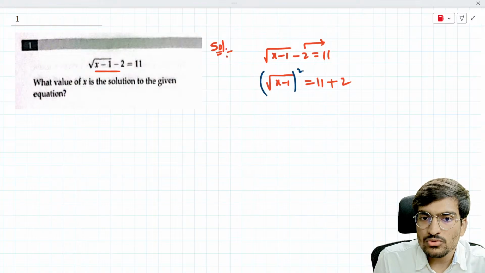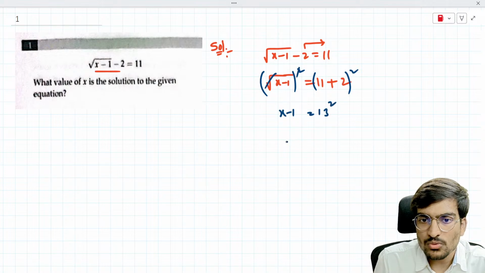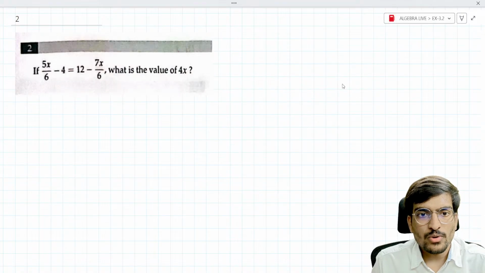Now you square on both sides. So the root and the square cancel, and x minus 1 equals 13 squared. So x minus 1 equals 169, x equals 170. I appreciate you. The x value is 170. Now moving to question 2.